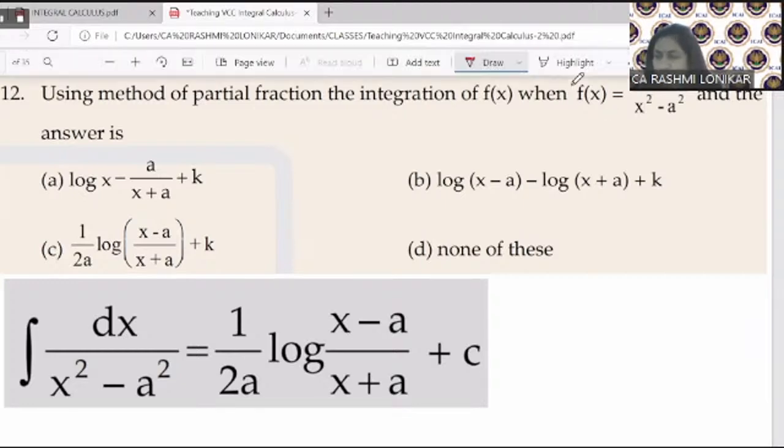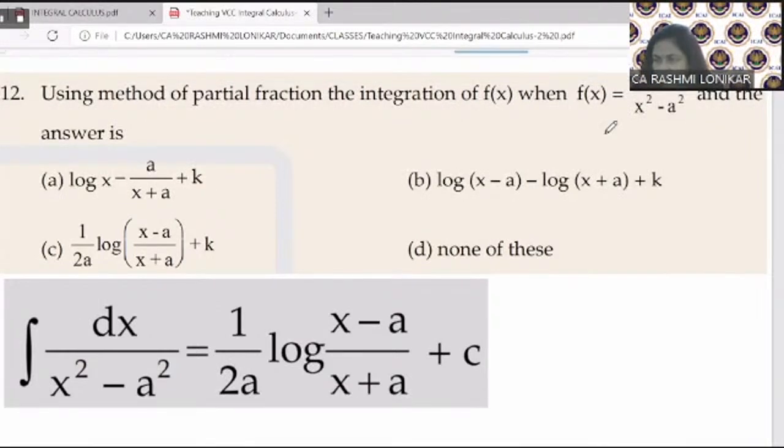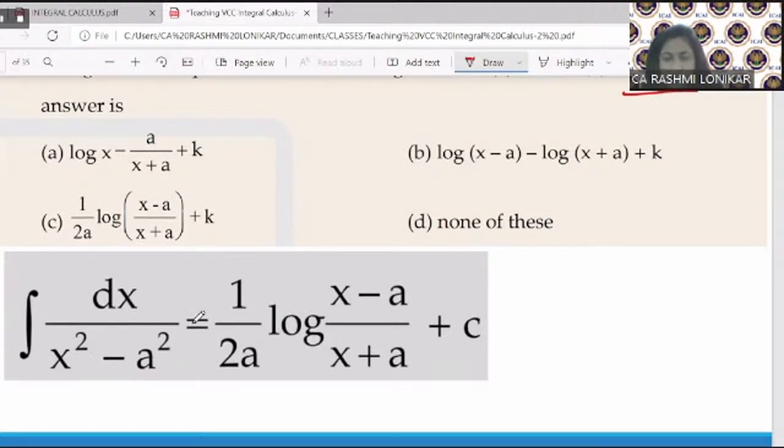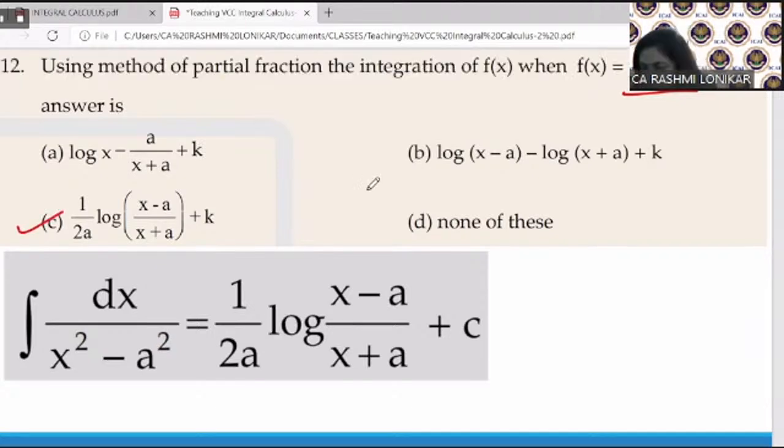So now what is the function? 1 upon x square minus a square. I've just shown you the formula that we have done earlier. So what is the formula? Integral of dx upon x square minus a square is 1 upon 2a log of (x minus a) upon (x plus a). So here, as you can see, option C is the correct option. For question number 12, C is the correct option.